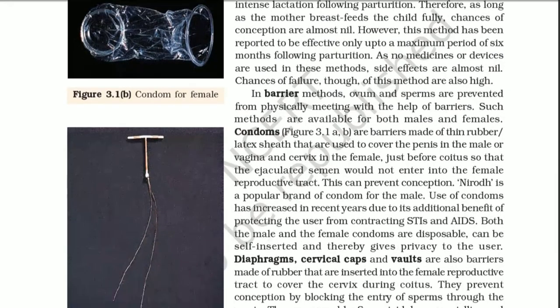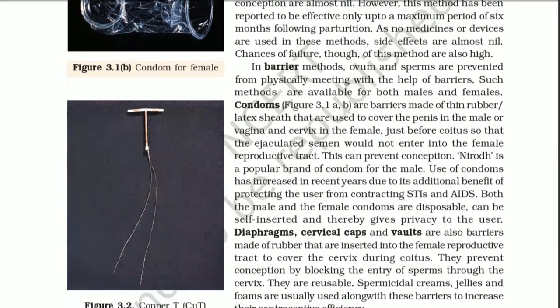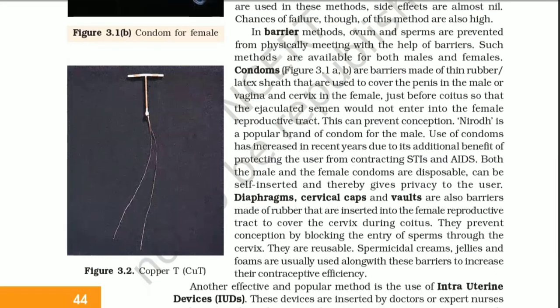In barrier methods, ovum and sperm are prevented from physically meeting with the help of barriers. Such methods are available for both males and females. Condoms are barriers made of thin rubber or latex sheath that are used to cover the penis in male or vagina and cervix in the female just before coitus so that the ejaculated semen would not enter into the female reproductive tract. This can prevent conception.